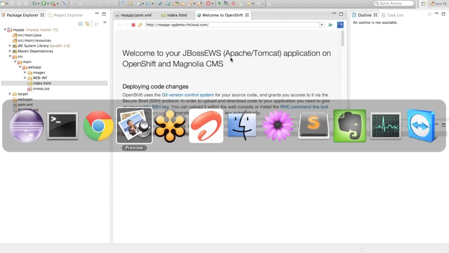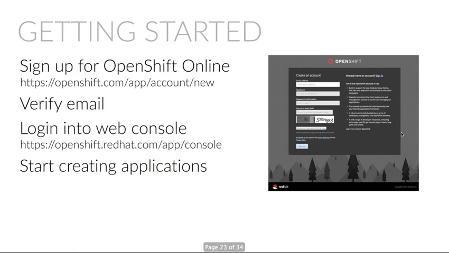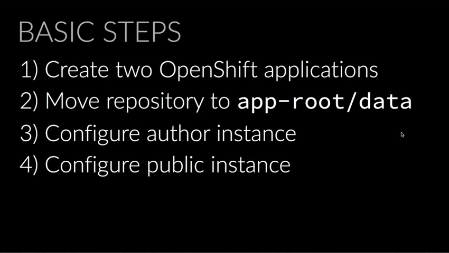Now that you know how OpenShift development works, what we will do is create a couple of OpenShift applications. One for our author instance, one for our public instance. We will make the configuration changes that are required so that they both can talk with each other. And then we will have our author and public instance running.